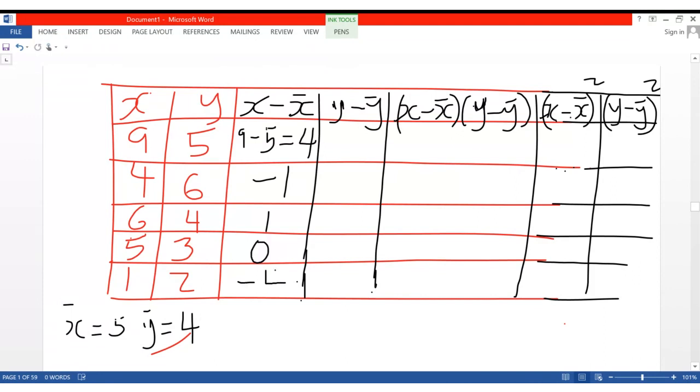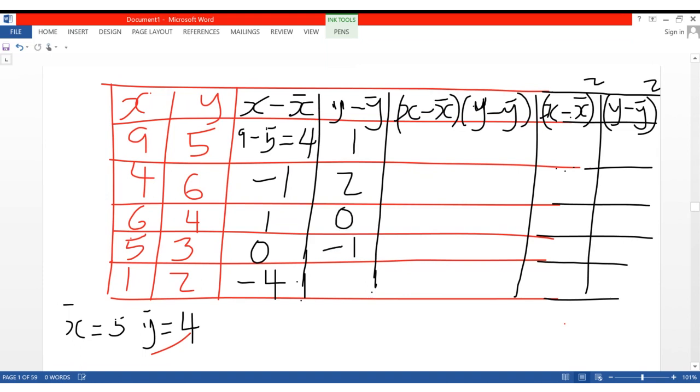Then I'll go to the y. The first value is 5, and then I subtract the 4. I'll get 1. So you take each value of y, you subtract the y bar. So 6 minus 4, you get 2. 4 minus 4, you get 0. 3 minus 4, you get -1. 2 minus 4, you get -2.